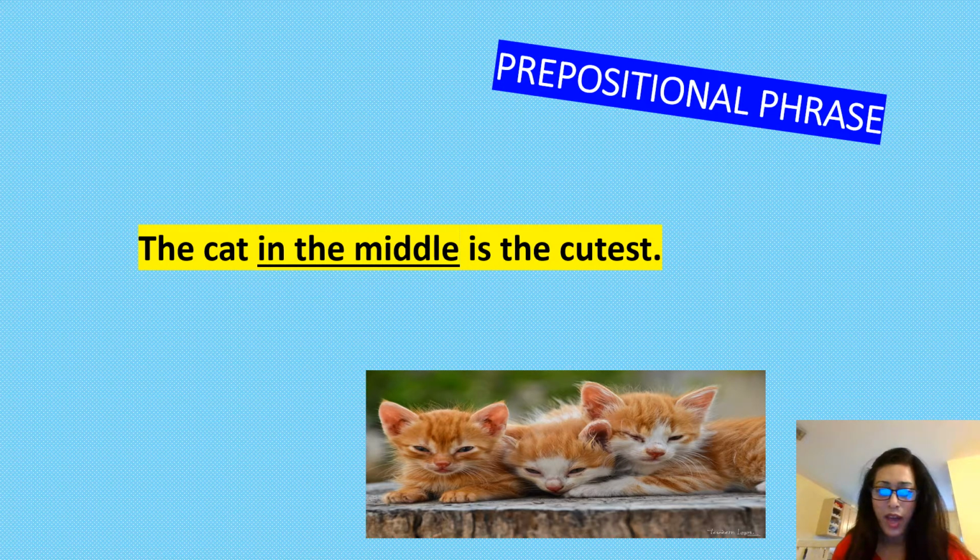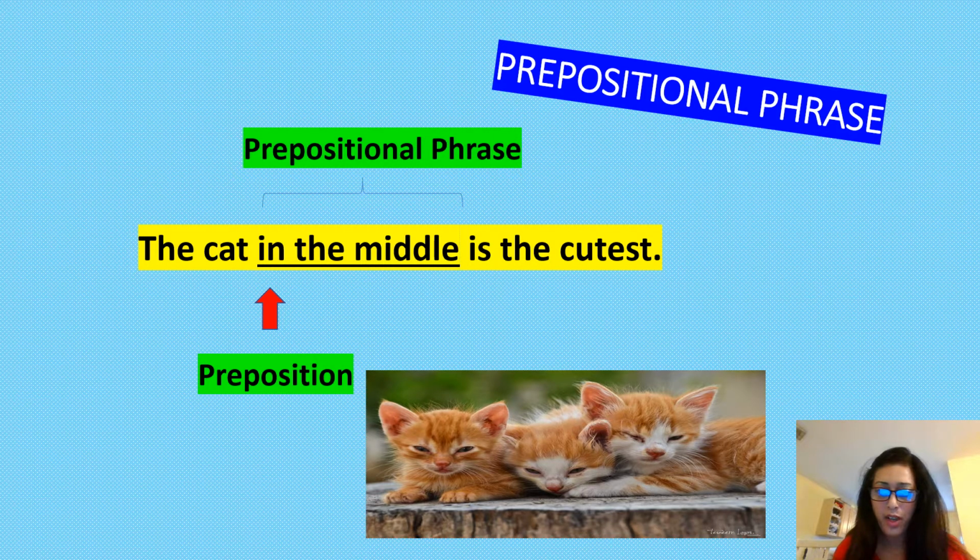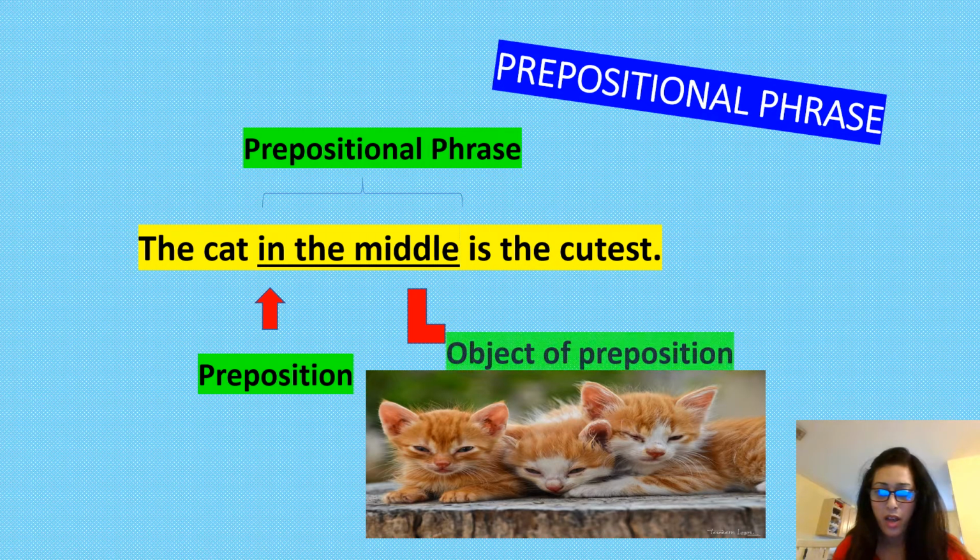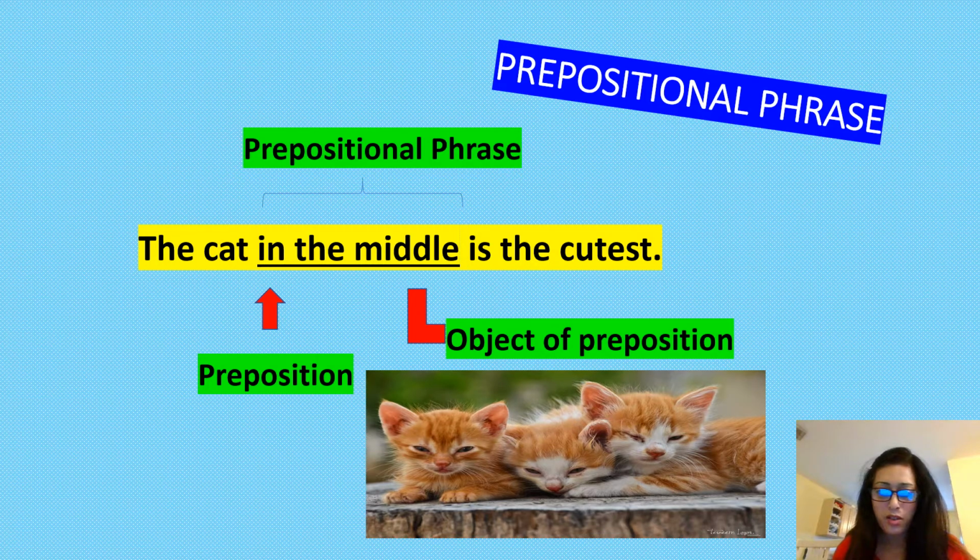So the sentence is, "The cat in the middle is the cutest." Now, "in" is a preposition. "In the middle" is a prepositional phrase, because "the cat" is a noun, then we have a prepositional phrase, and then we have the object of the preposition, which is "middle". So a prepositional phrase is a group of words that consists of a preposition, its object, which will be a noun or pronoun, and any other words that modify the object.